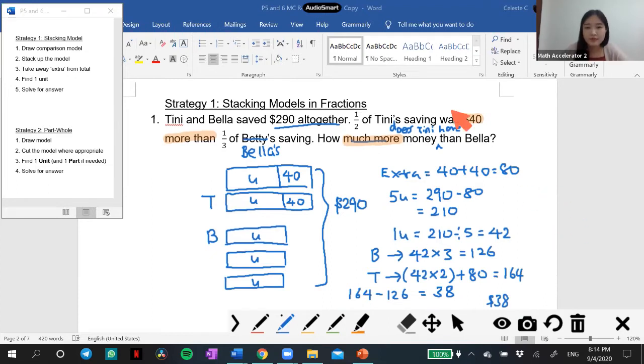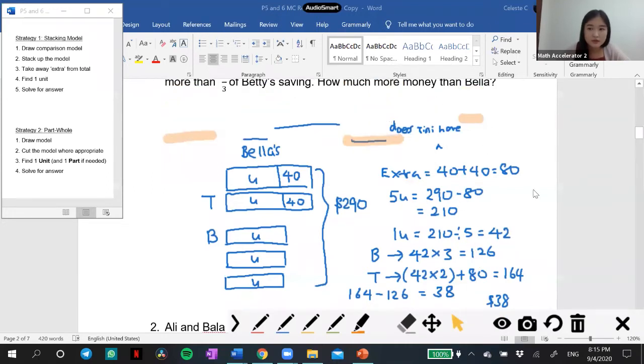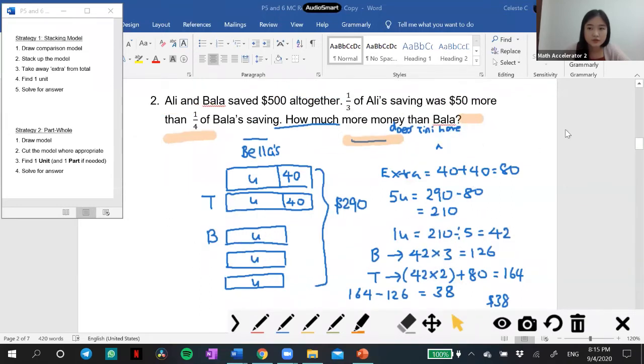Okay, give you some time. All right, this is the first question. Try to understand the different steps. All right, if you don't understand, it's okay. We still have 3 other questions for you to practice on stacking model. Okay, all good? All right, let's go on to question 2.